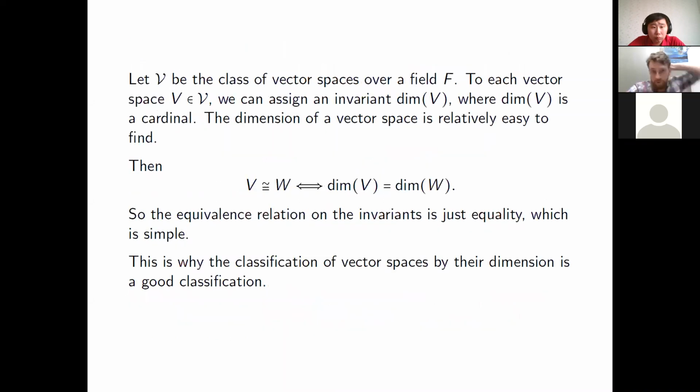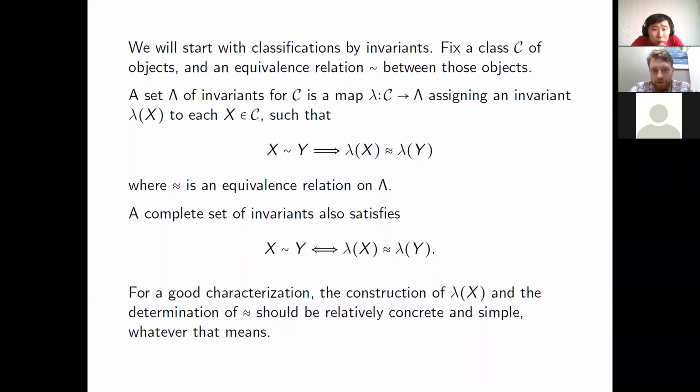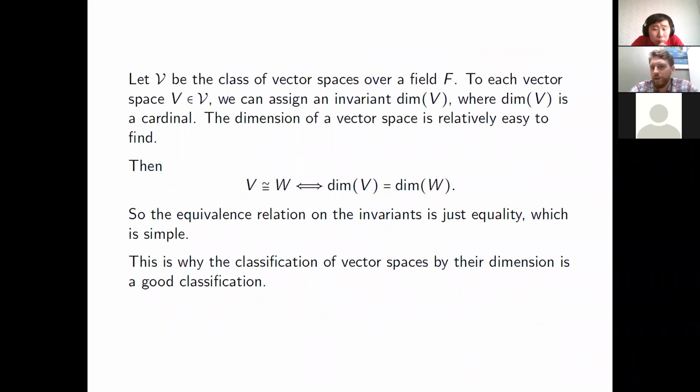We'll give an example of a good characterization and then two examples of bad characterizations. A good one is the class of vector spaces over some field F. Given a vector space, you assign this invariant, the dimension. The dimension is a cardinal, so the space of invariants is the space of cardinals, or sizes. The dimension of a vector space is relatively easy to find. Remember, in the previous slide I said the construction of the invariant should be relatively concrete and simple. I think we'd all agree that finding the dimension of a vector space is a relatively simple thing to do.